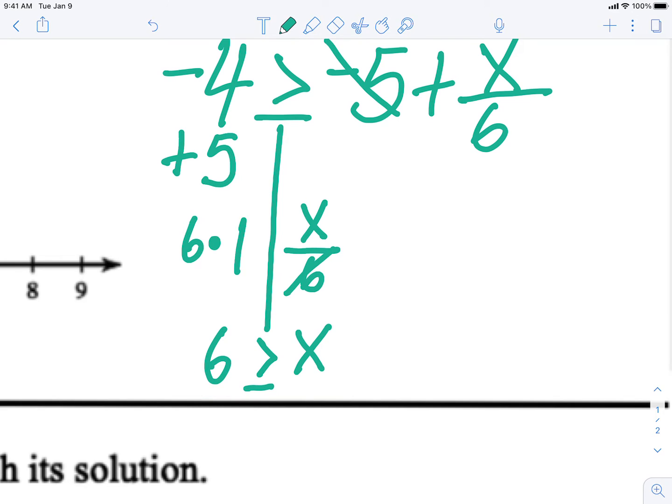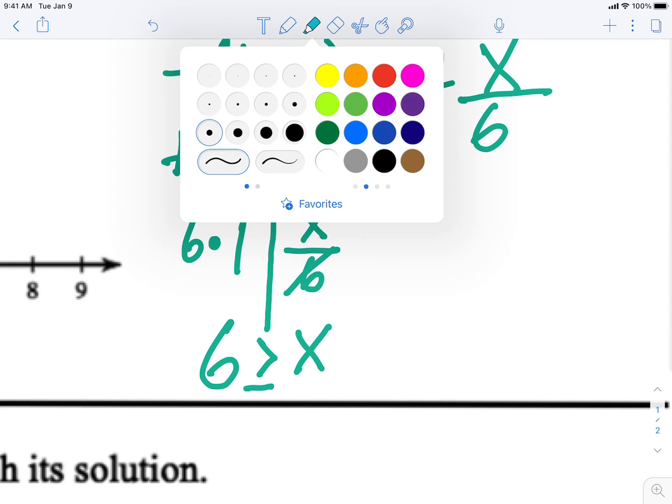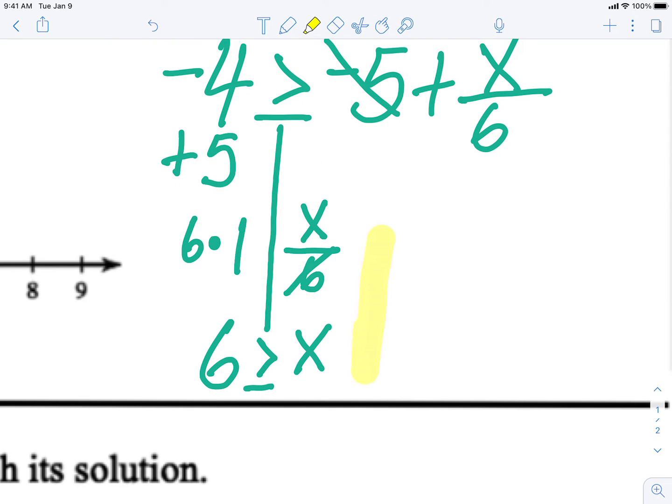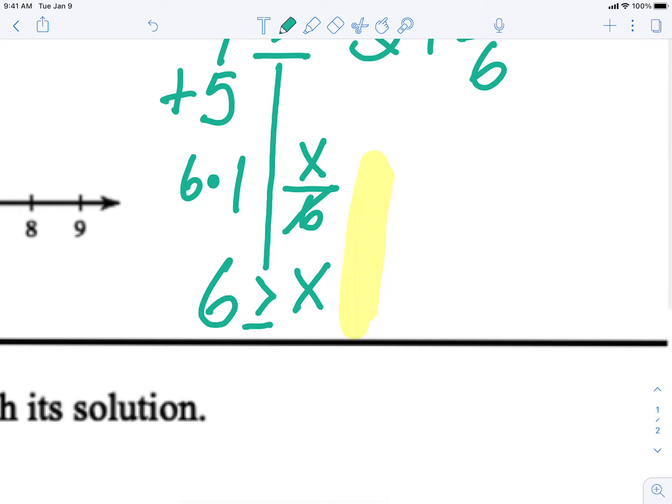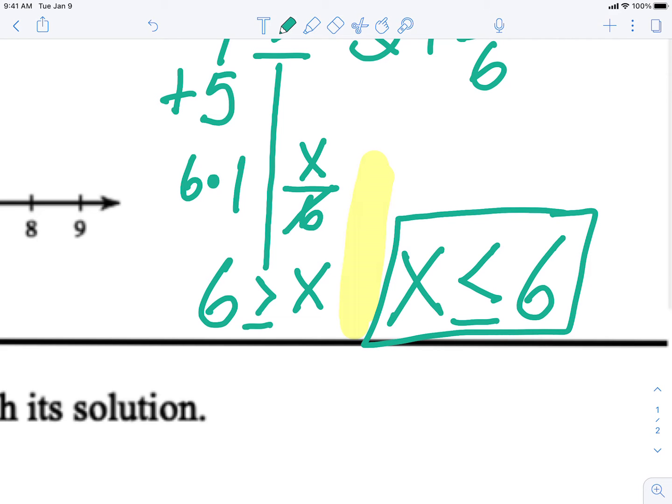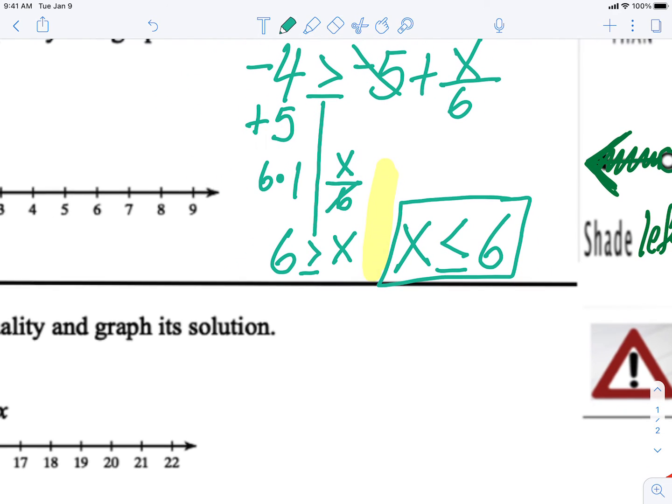But wait a minute, I made a mistake here. My x is on the right side. I want my x to be on this side. So what I'm going to use, you guys know, is a mirror. So when I put my mirror down, that means that everything flips. My x is going to be first now. My arrow is going to flip the other direction, and my 6 goes second. This is my final solution right there. Right? That's my final solution.